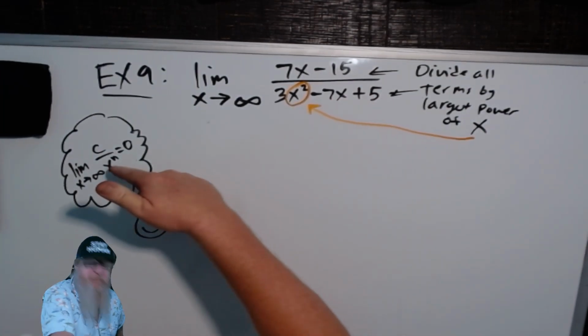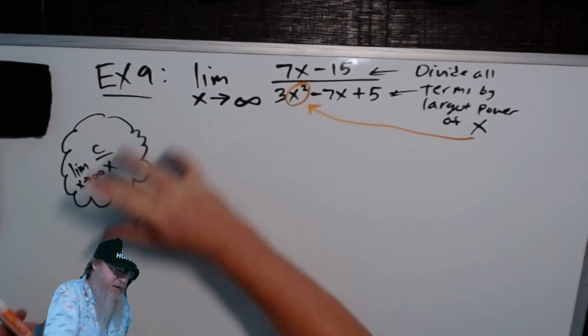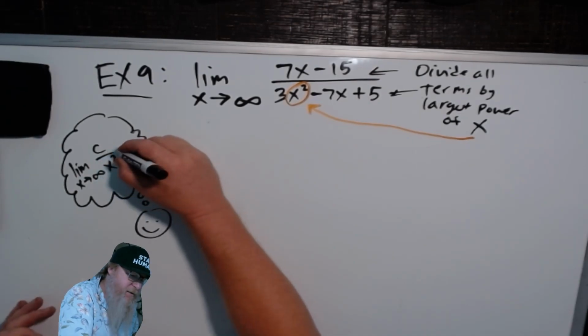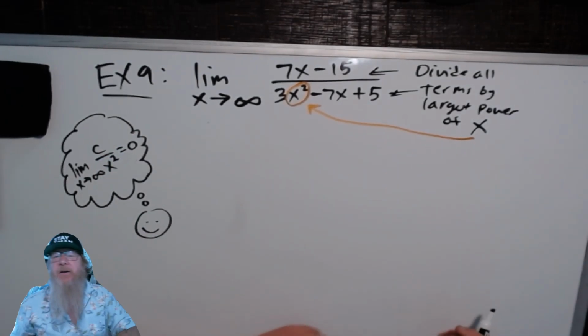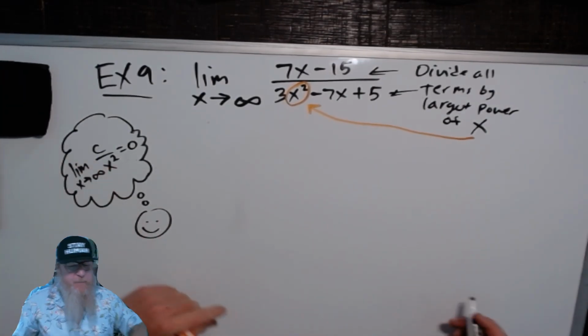And that will sort of force this to happen. So I'll have something like this: a constant over x squared, and then that will be equal to 0. It's not always going to be x squared, but in this example it is.